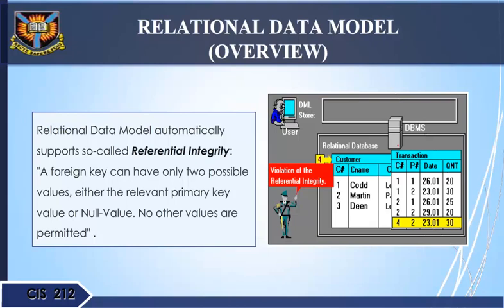The relational data model automatically supports so-called referential integrity. A foreign key can have only two possible values, either its relevant primary key value or a null value. No other values are permitted.